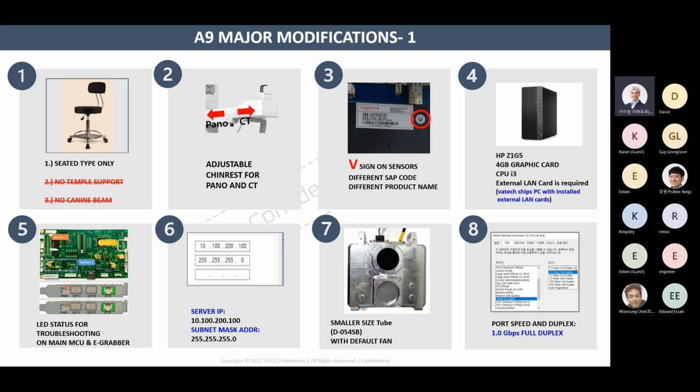The second point, this chin rest, it's adjustable. It has a sensor. If you put it in pano, you can make a pano image acquisition. And if you drag it back, it's very easy, you can make a CT image acquisition. But if you put it on pano and you're trying to make a CT image acquisition, you will have an error message because there is a sensor here, all right? And Mr. Alex will show you how it works tomorrow.